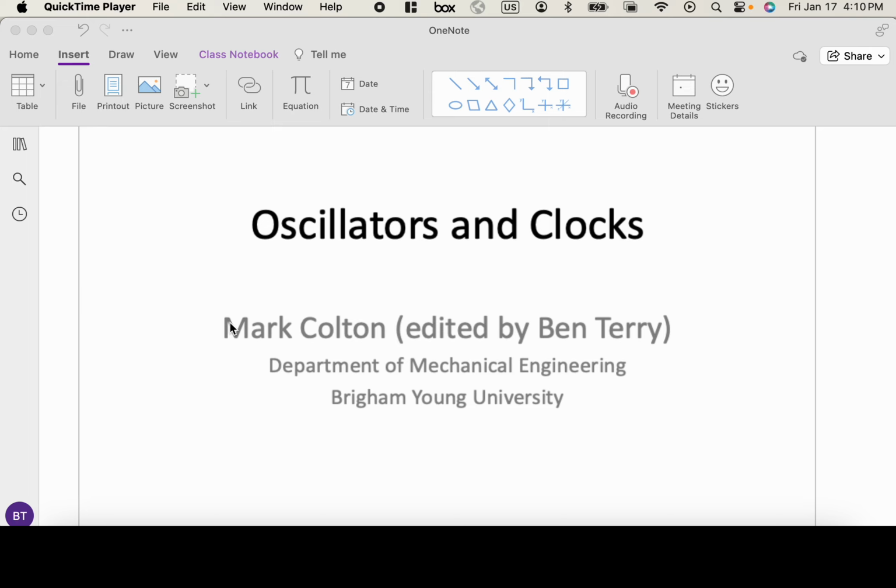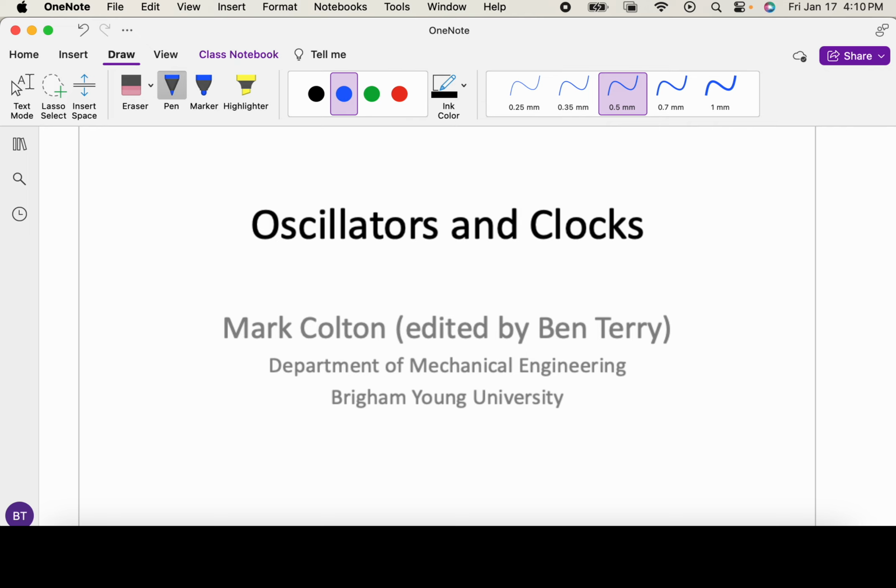Okay, next we're going to talk about oscillators and clocks. So an oscillator on a microcontroller generates a periodic signal, like a square wave, like that. Okay, so it's basically a circuit that generates that signal. A clock, on the other hand, is derived from the oscillator and it provides the actual timing signals used by the microcontroller's CPU and peripherals for synchronization.